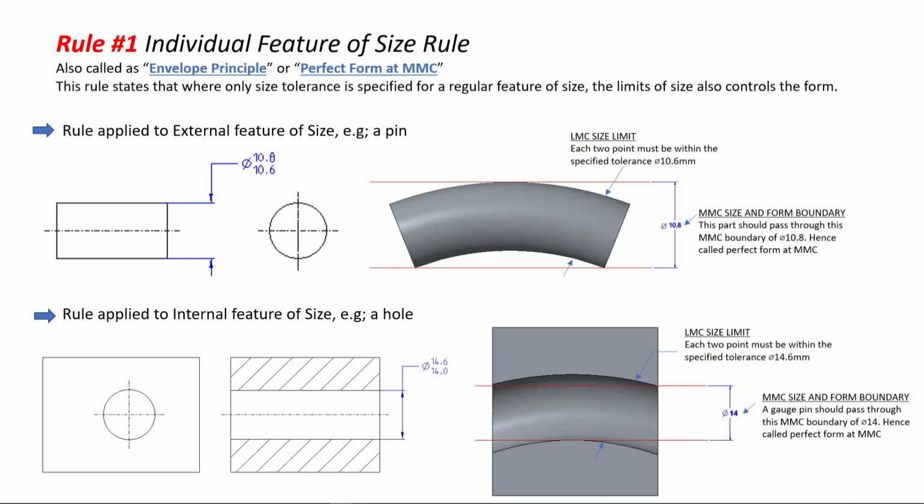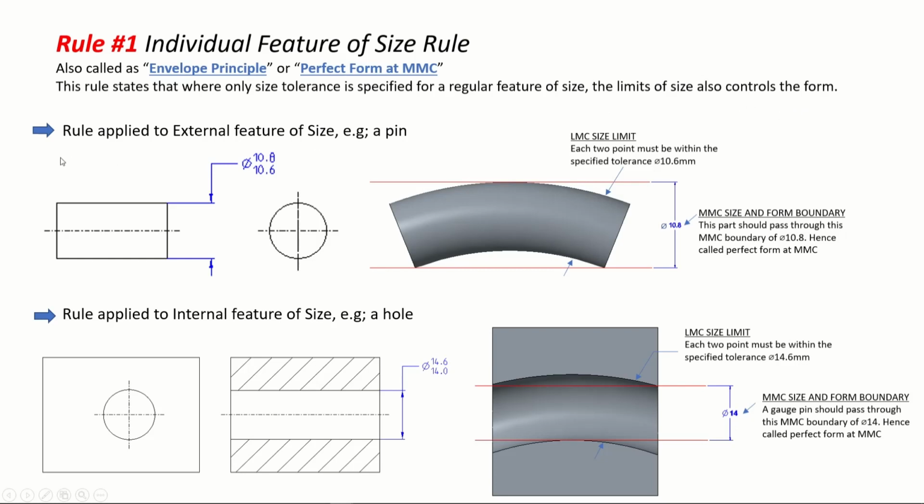What exactly does it tell you? It tells you that at maximum material condition, the form, the shape of the part, will be exactly perfect. We'll come to know with the following examples. This rule states that where only size tolerance is specified for a regular feature of size, basically size tolerances are nothing but a dimension given with a plus or minus tolerance, or a limit tolerance, the limits of size also control the form. So whatever limits are mentioned actually control the shape of the part also.